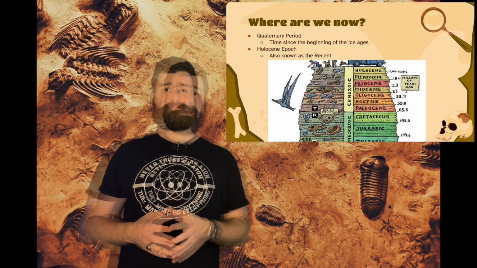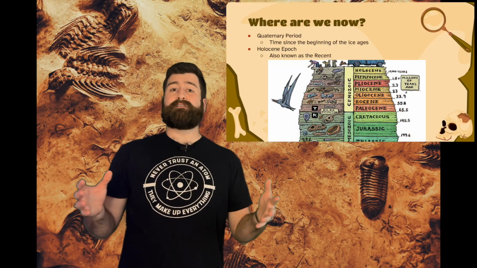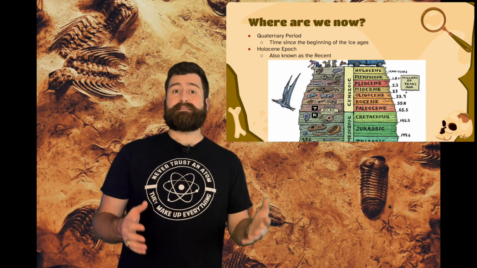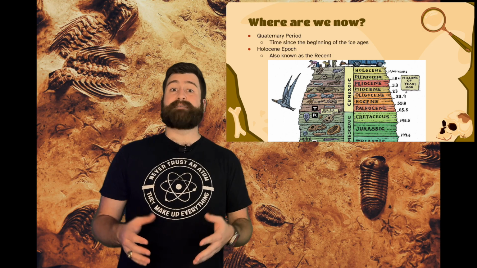Anyways, back to what we were talking about before. What is the Quaternary period? It refers to the time since the beginning of the Ice Ages. And then the last part that we're at now is the Holocene epoch, which is also known as the recent.